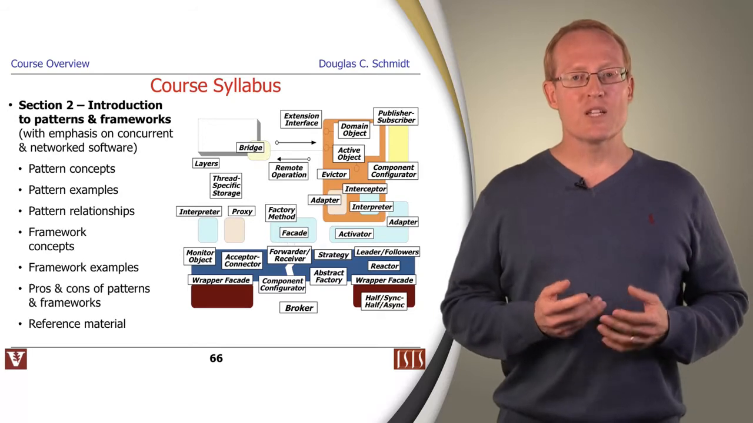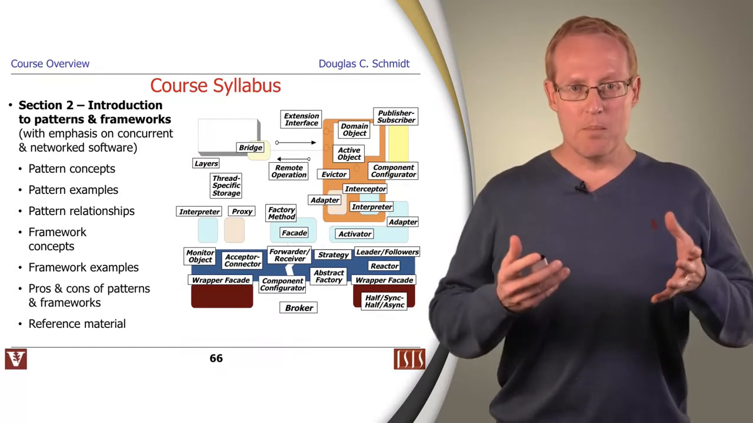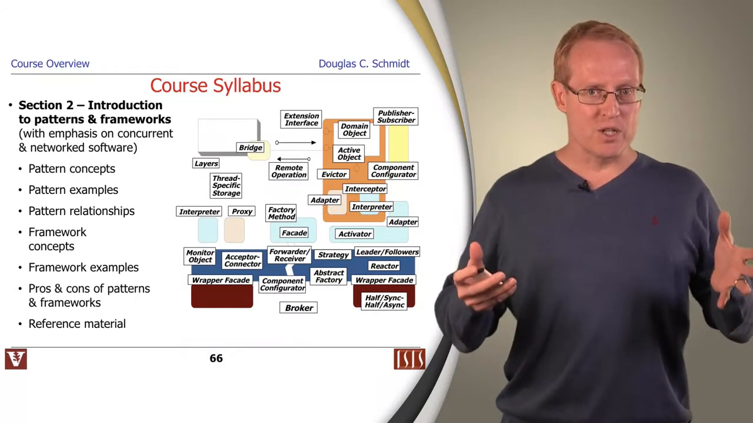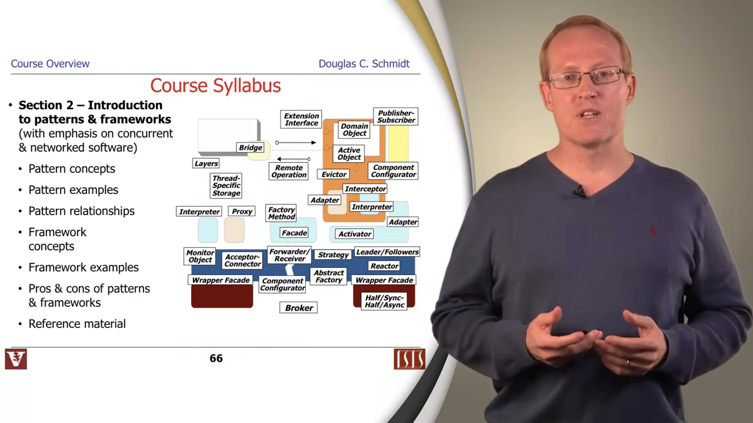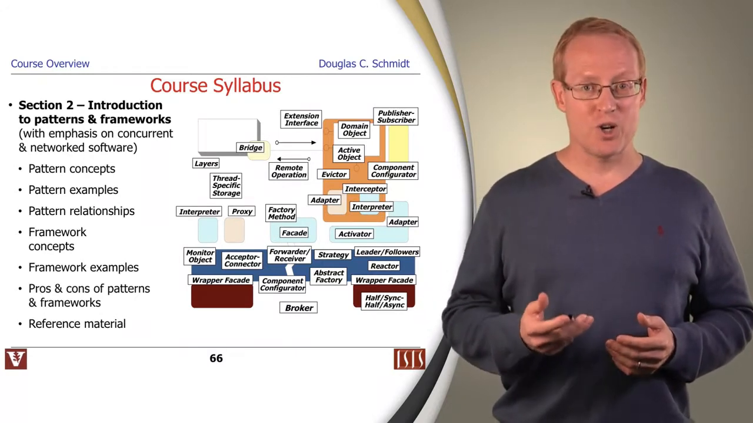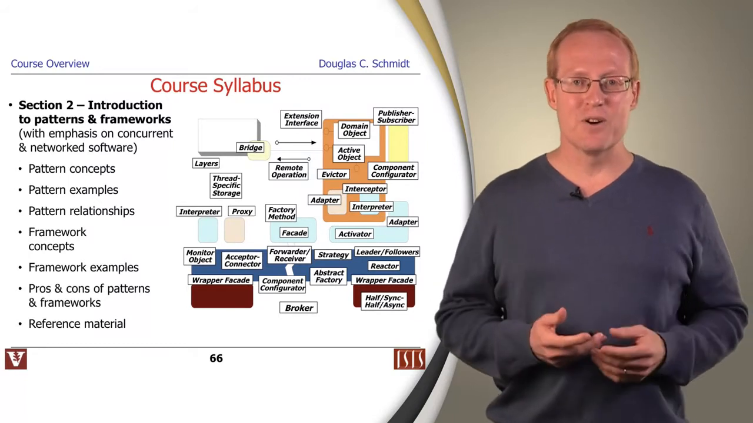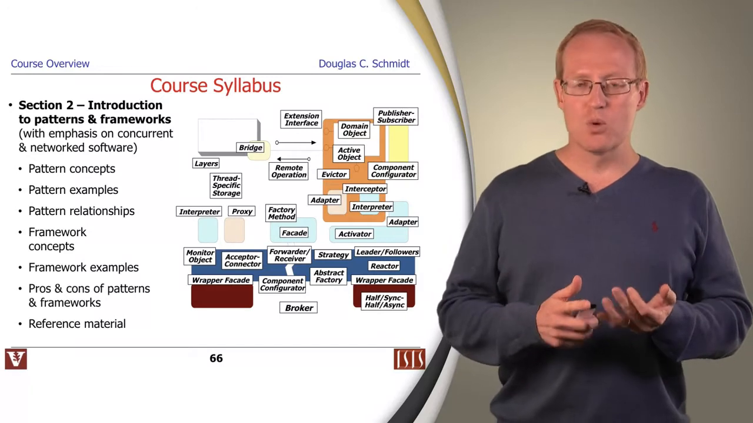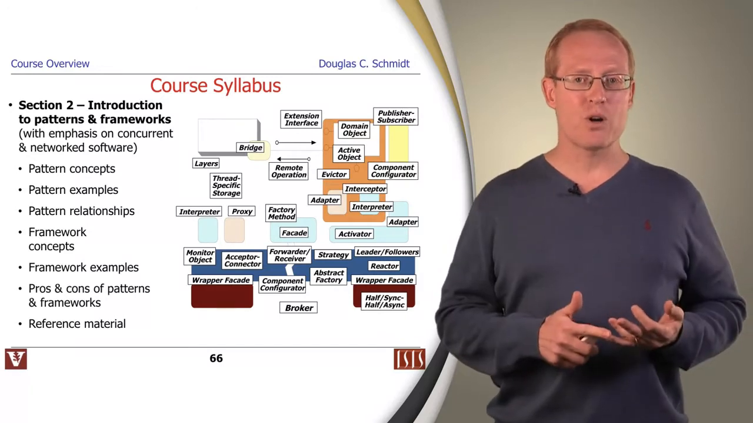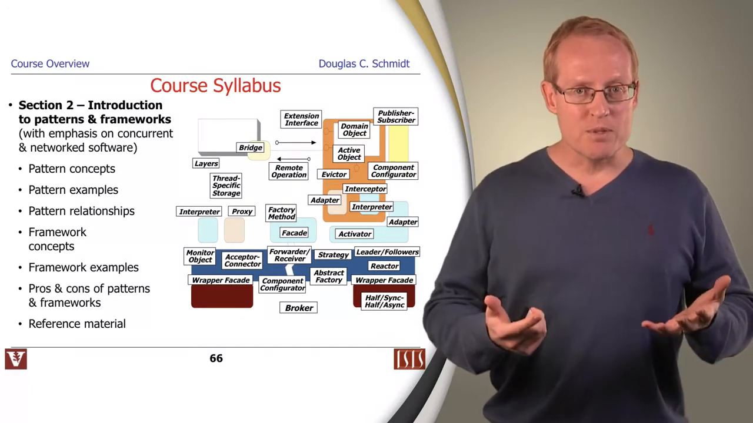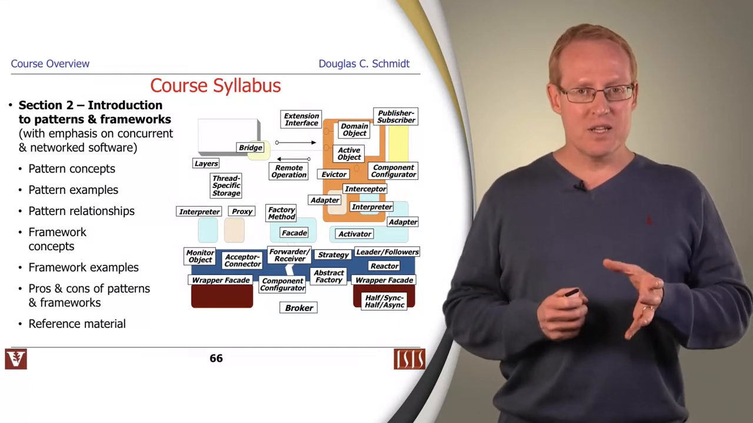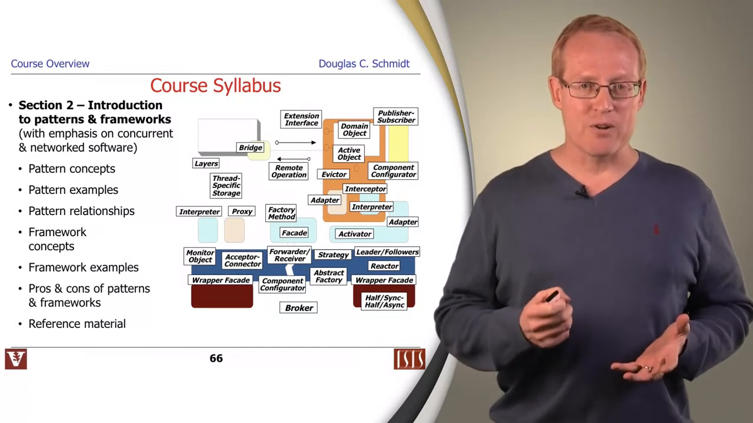Section 2 is where we start to dive deeper into patterns and frameworks. Of course, we'll provide an overview of patterns and frameworks in general, but our primary emphasis will be on patterns and frameworks for concurrent and network software, since that's the focus of the course. We'll talk about pattern and framework concepts. We'll give a number of examples of patterns and frameworks. We'll talk about different relationships that patterns can have with each other. We'll also give an honest assessment of the pros and cons of patterns and frameworks.